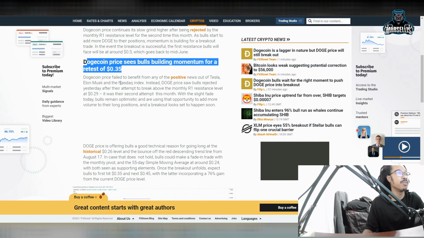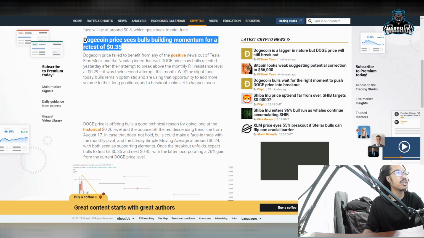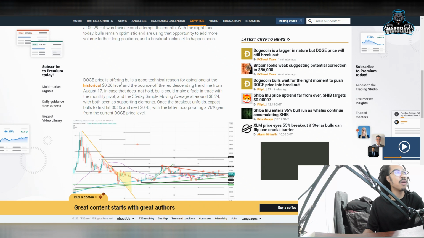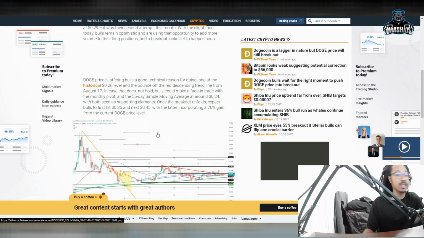Dogecoin price failed to benefit from any of the positive news out of Tesla and Elon Musk and the Nasdaq index. Instead, Doge price saw bulls rejected yesterday after their attempt to break the R1 resistance level at 29 cents. It was their second attempt this month. With a slight fade today, bulls remain optimistic as always. Doge price is offering bulls a good technical reason for going long at the historical 26 cents level and the bounce off the red descending trend line from August 17th.